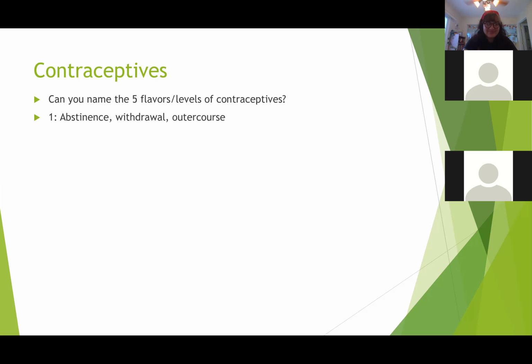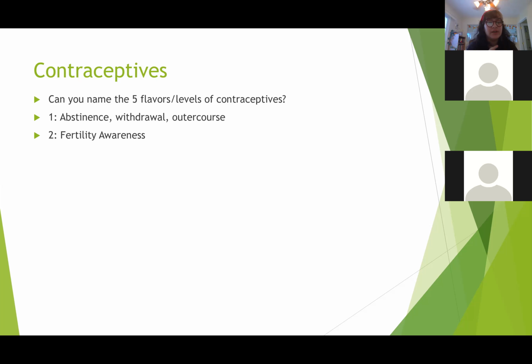Okay, so abstinence, that's the first level, right? And it's pretty self-explanatory. Abstinence is when you don't have any sexual encounters or behaviors with another partner. Withdrawal is when you do have sex, but you withdraw the penis from the vagina before it orgasms. And then outercourse is non-penetrative sex. I call it the first level because it's like we first do that and then move up.